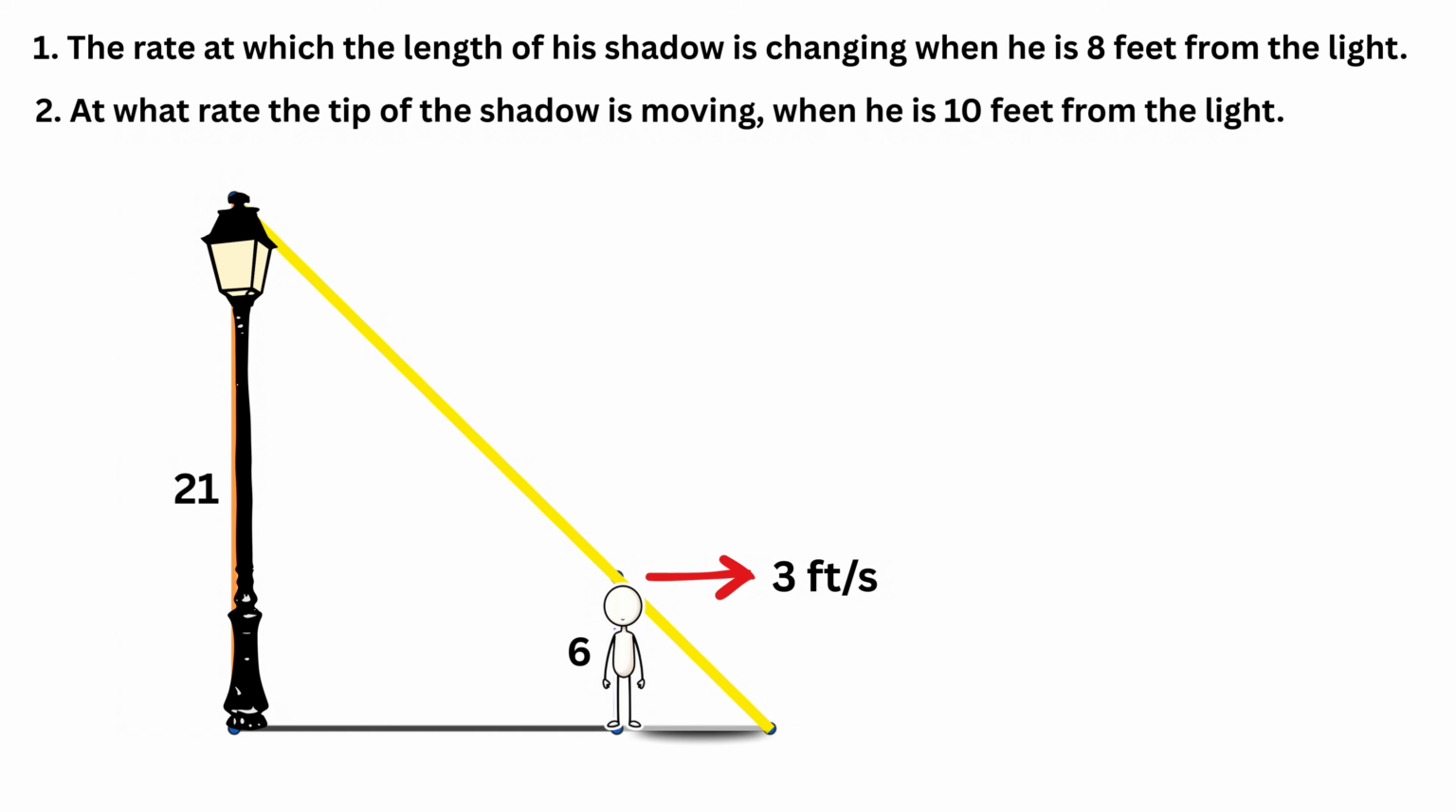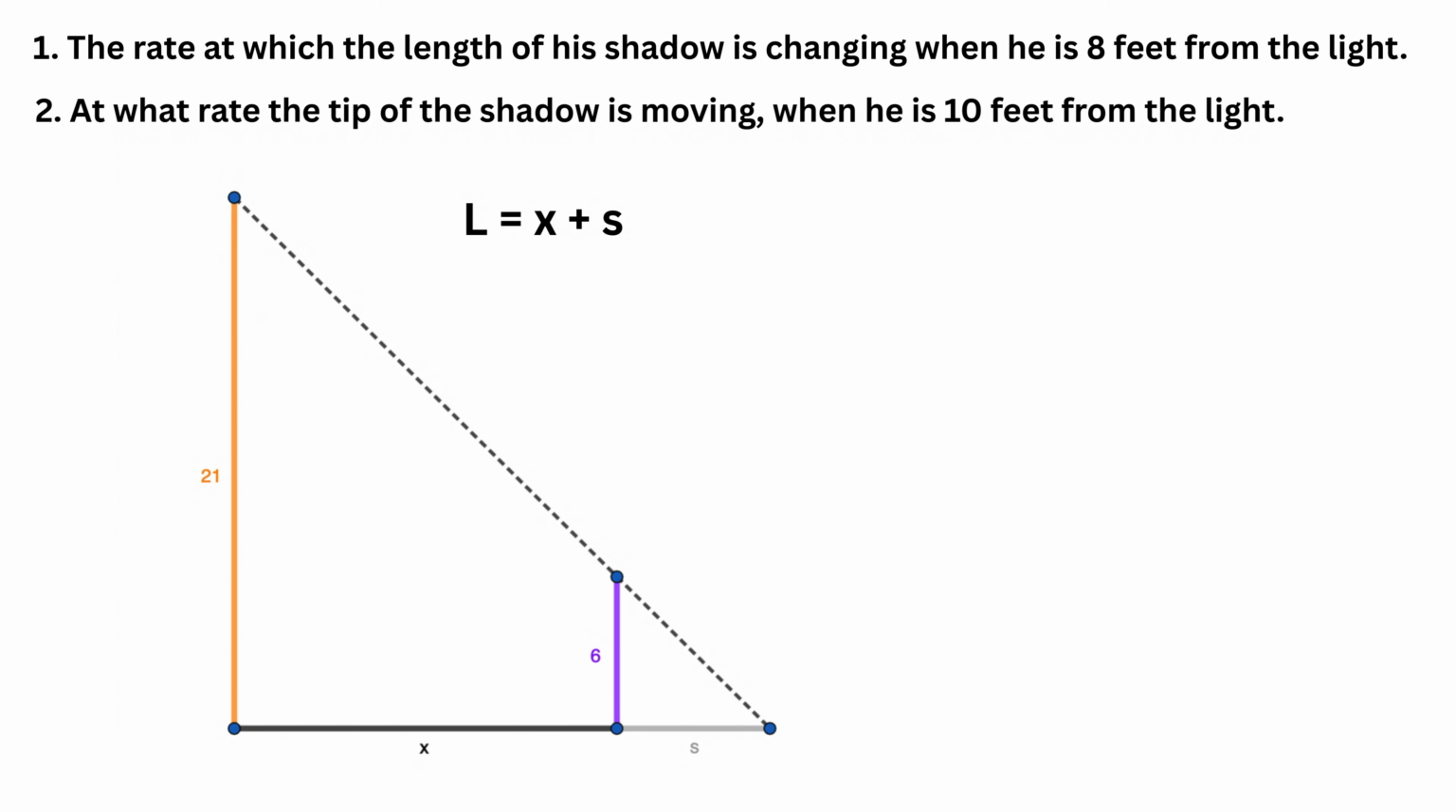Once the basic picture is drawn, the next step is to label the important distances. Let the distance from the street light to the man be called x. Let the length of the shadow be called s. The total distance from the street light to the tip of the shadow is the sum of these two distances, so we call that total length L, which is simply x plus s.